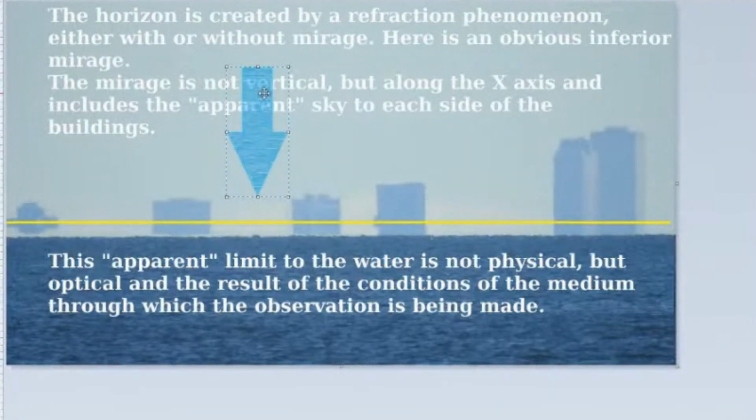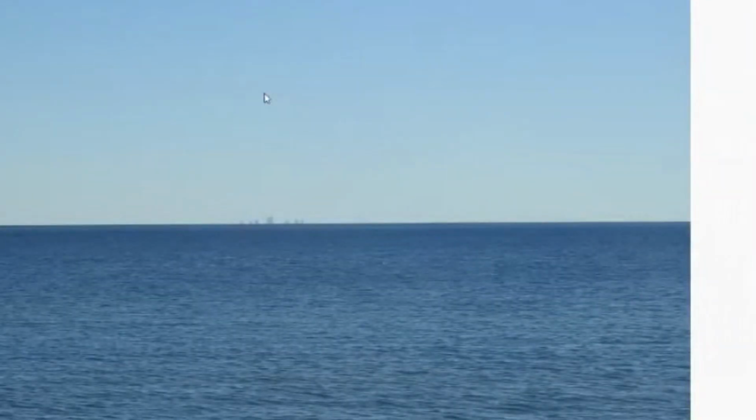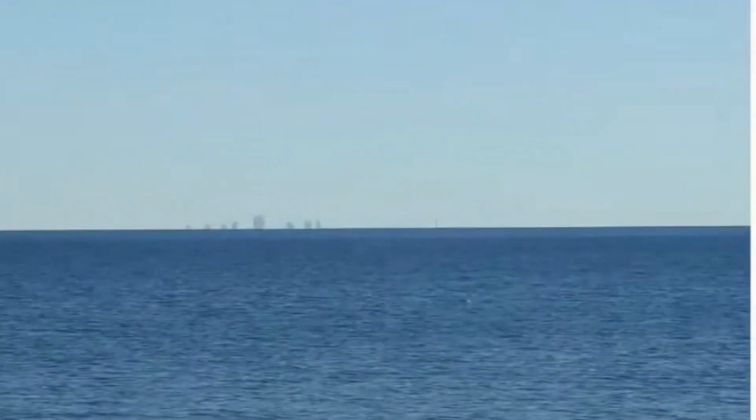So the imperfections on that horizon prove it has been created by the inferior mirage. Yes, that's correct. Let me go back to this image right here. Okay, now the reality. I'm just going to zoom in a little bit for a little bit of clarity here.